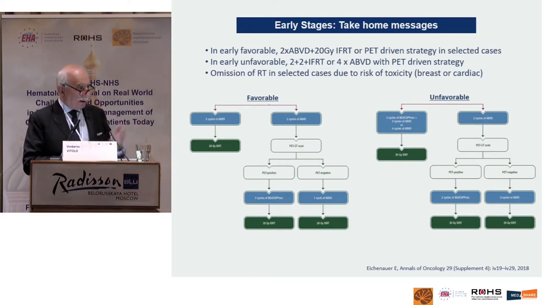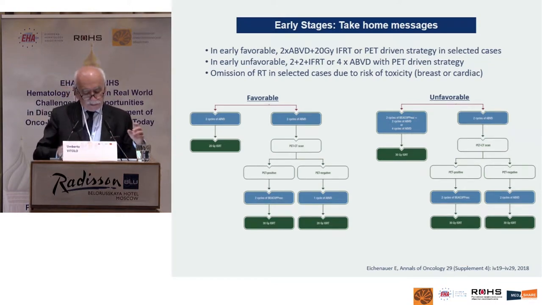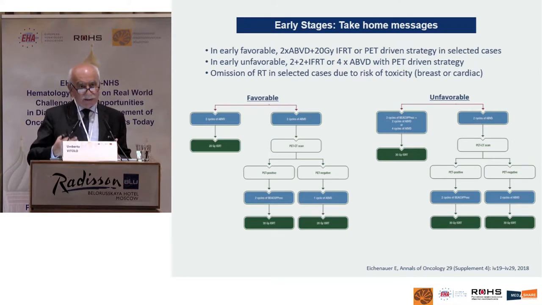For example, in a young female patient at risk of breast cancer, you may give just ABVD without radiotherapy, based on PET results after three courses, according to the RAPID study results. And in unfavorable cases, you may give four courses of ABVD followed by radiotherapy, or again use a PET-driven strategy with interim PET, trying to escalate the treatment in case of PET positivity.